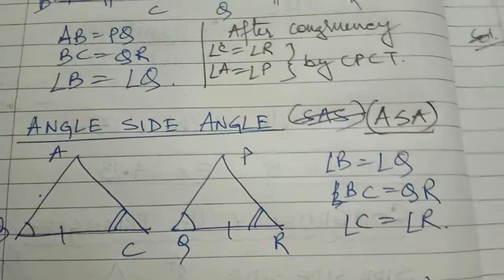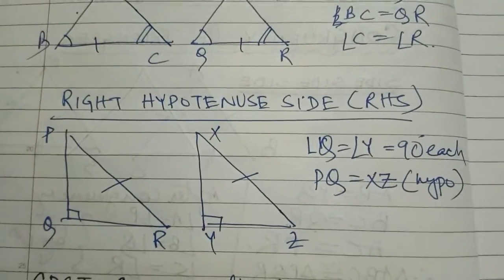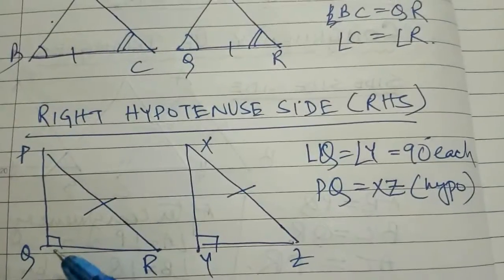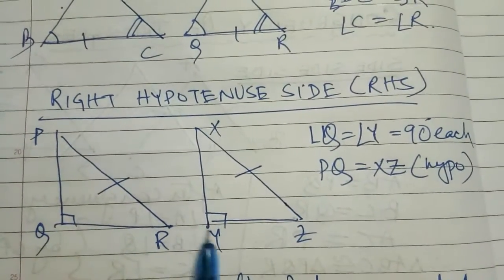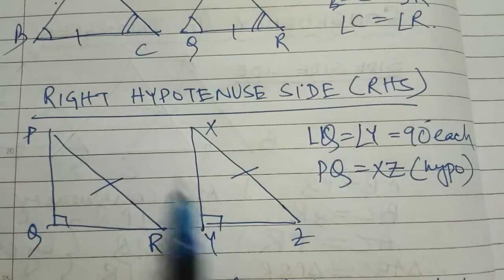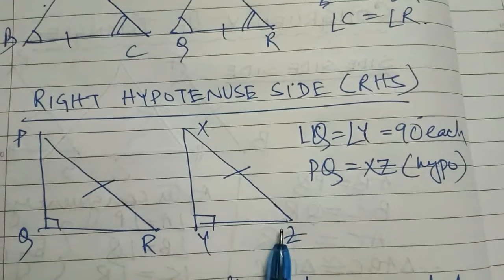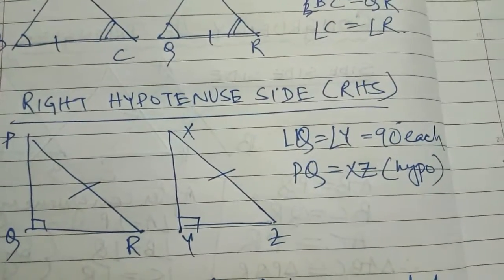Now the last rule, we are coming to right angle, hypotenuse, side. Right hypotenuse, that is RHS. That is a very important thing here. Both the triangles here are drawn with a right angle at Q and Y. See, in a right angle triangle, if it is given 90 degrees and one side is given, that doesn't mean I'll say that it is going by RHS, but you have to be very careful.